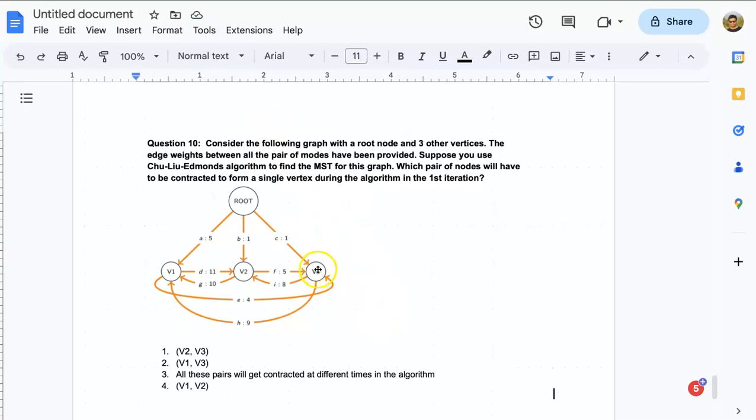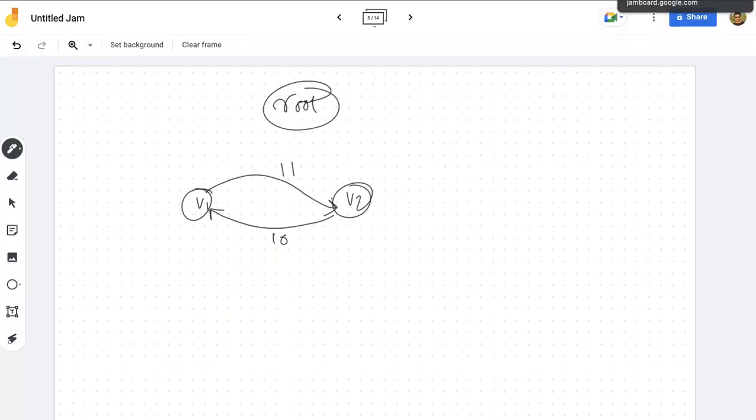And lastly for V3 there are again 3 incoming edges. One is from the root, one is from V2, which is 5, and another is from V1, which is 4. So among them this V2 to V3 is highest, which is 5. So we'll keep this.